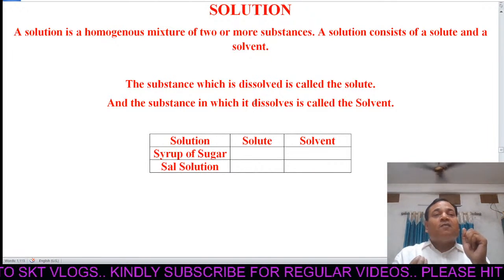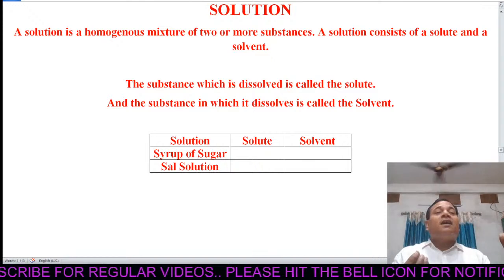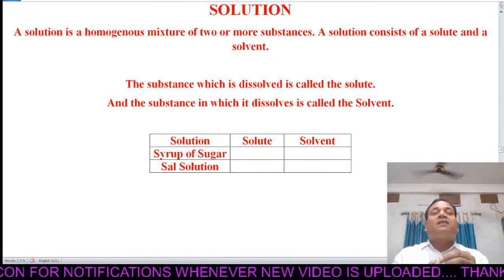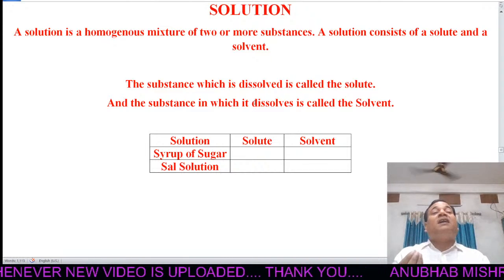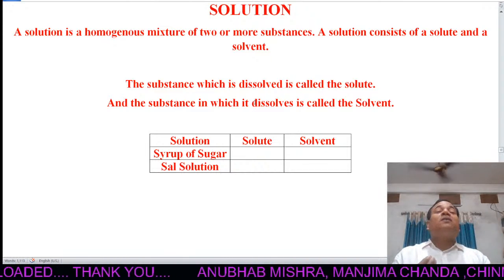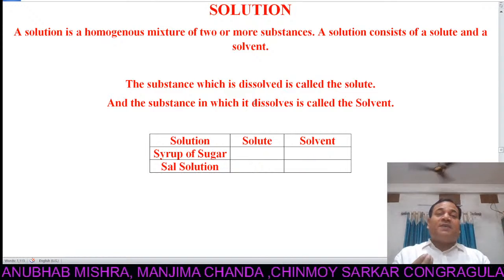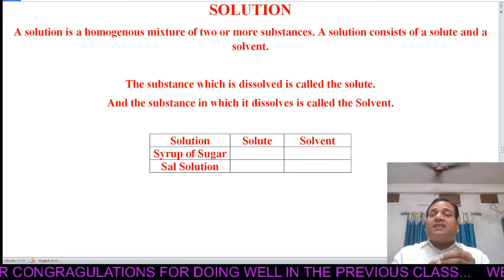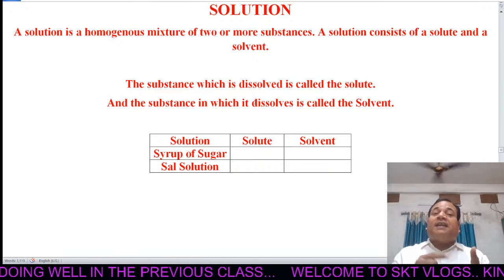Clear? What is a solution? When you put a solid material in a liquid, it will be a solution. So sugar syrup is a solution. Clear? A solution consists of a solute and solvent.